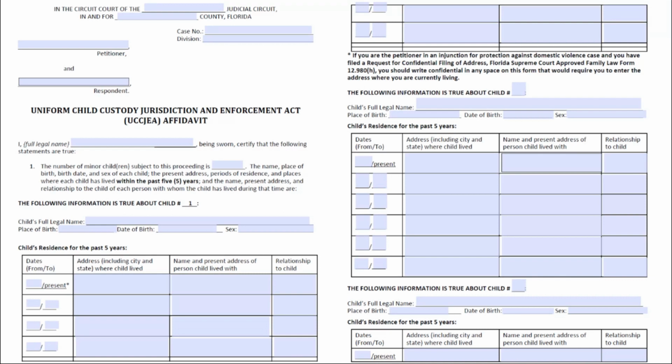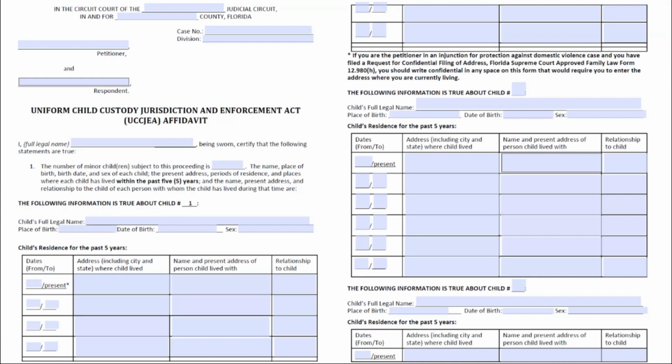If you have more than 3 minor children who are subject to this proceeding, you must fill in the information about those additional children on additional pages and make sure to add or include those additional pages to this form when you complete and file this form with the clerk of court.